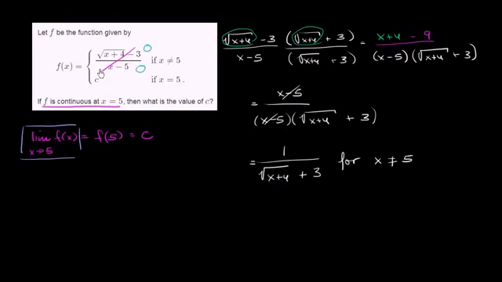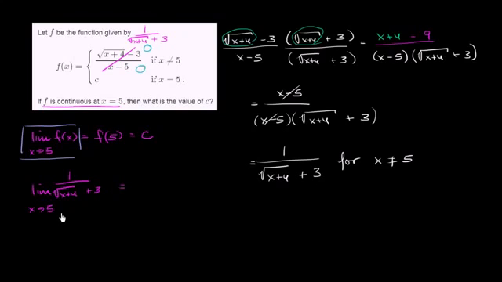So we could actually replace this with a simpler expression, 1 over the square root of x plus 4 plus 3. And so now when we take the limit as x approaches 5, we're going to get x values closer and closer to 5, but not quite at 5. We can use this expression right over here. So the limit of f of x as x approaches 5 is going to be the same thing as the limit of 1 over the square root of x plus 4 plus 3 as x approaches 5.